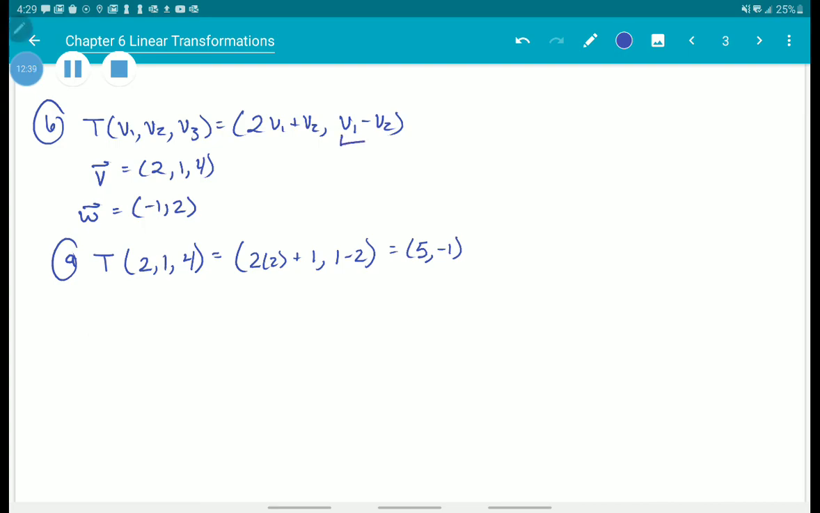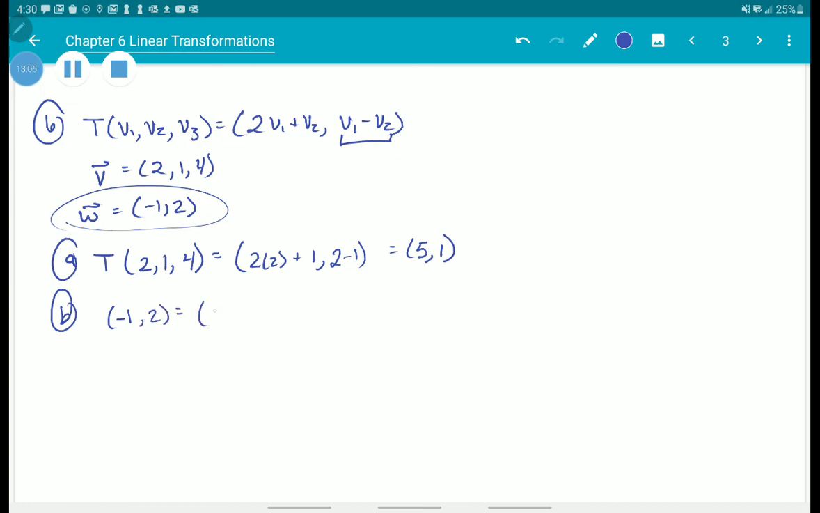Oh, be careful with V1 minus V2 here. So V1 is 2, V2 is 1. So that's going to give us a positive 1. So there's your image. If we were to apply this transformation to this vector, we get out 5, 1. B is asking for the pre-image of W. So in other words, how do we get out the negative 1, 2?